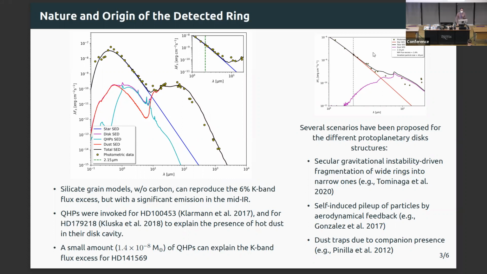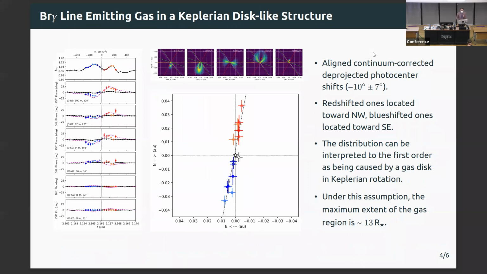Thanks to GRAVITY, we can also gain information on the Brackett gamma line emitting gas region, mainly with the help of the differential phases. The differential phases are a powerful observable because they can give us information on the kinematics of the gas at angular scales that can surpass the nominal resolution of the interferometer.